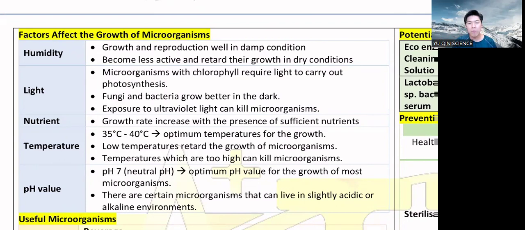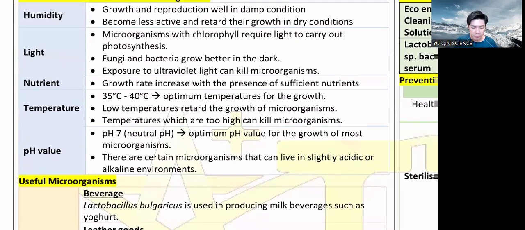Light. Only microorganisms that want to carry out photosynthesis need light, because everyone else hates light, because UV light can kill microorganisms. Nutrition: everyone needs to eat, obviously. Temperature: your body temperature is the best, 35 to 40. Anything too hot or too cold, they slow down or retard, or it kills the microorganisms.